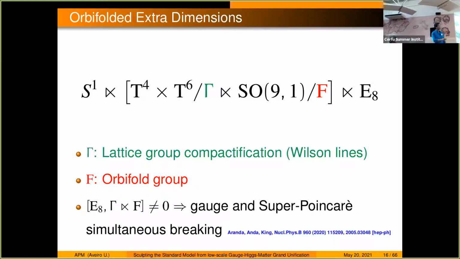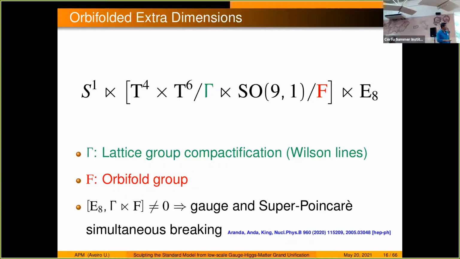And by incomplete, it means, and now you see here, it's a semi-direct product instead of direct as before. It means that not all generators that are here will commute with the E8. And if you make it so that only the standard model generators commute with the E8, by choosing this gamma and this F, you will break all generators that are non-standard model and only standard model generators will remain at the end. So basically, you only touch this side, and E8 is simultaneously broken by these geometric means.